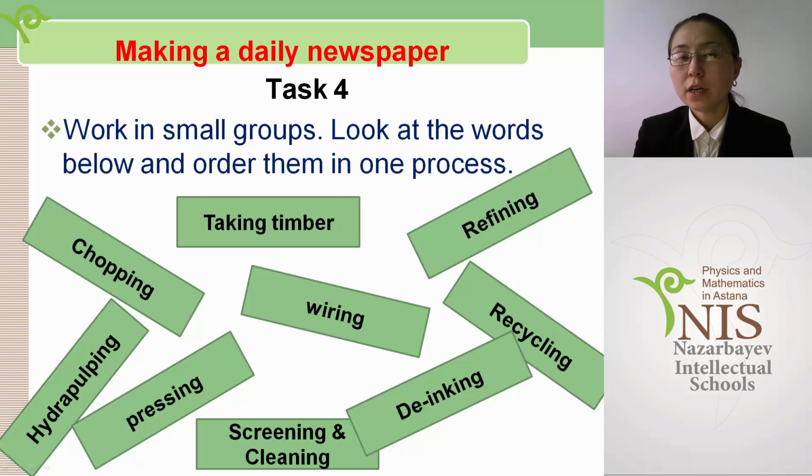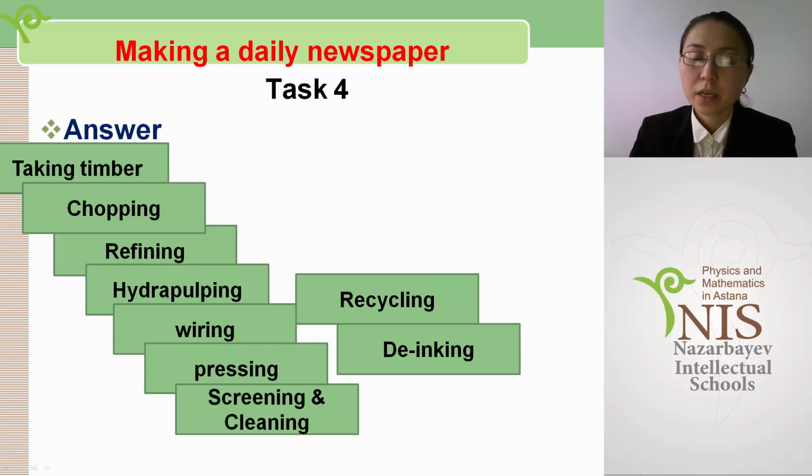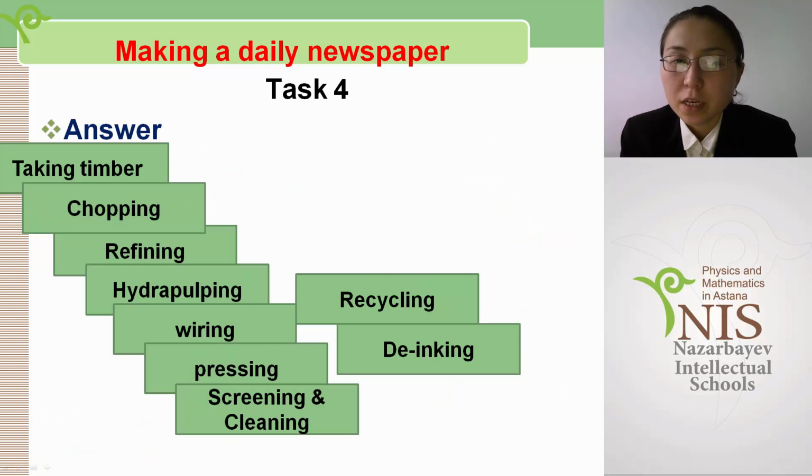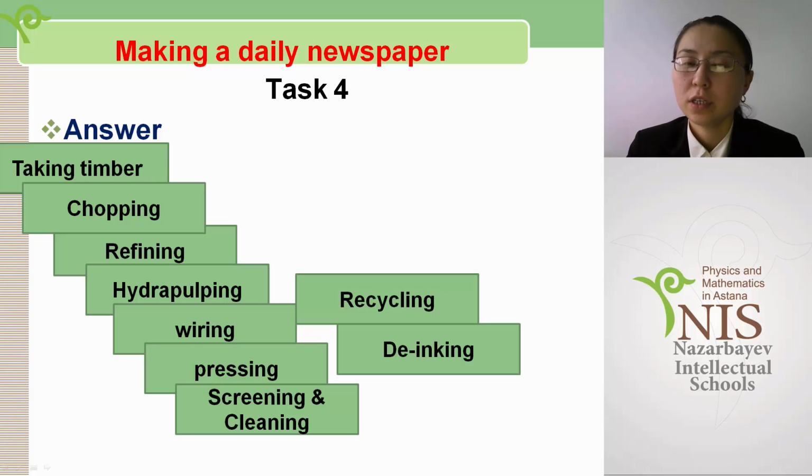Okay, very good tries. Please try more. Good. Now let's see. This is the right answer. The first is taking timber. How do we make the newspaper? We need the raw material, and this is timber. Then we chop it, refine, hydropulp, wire, press, screen, and clean.